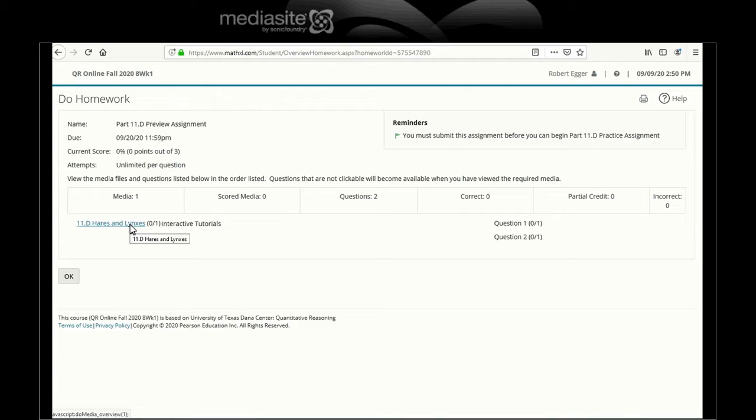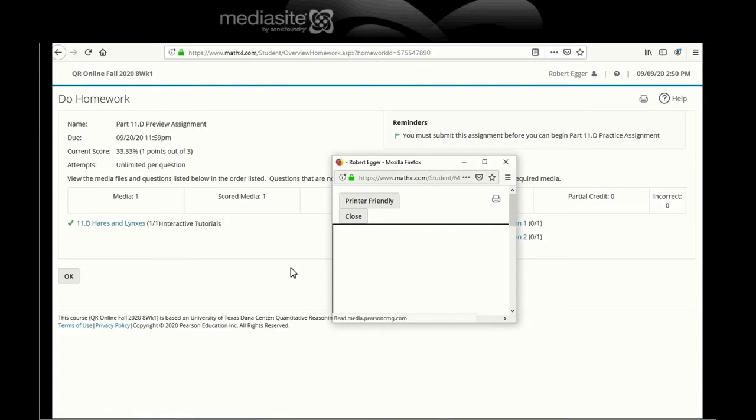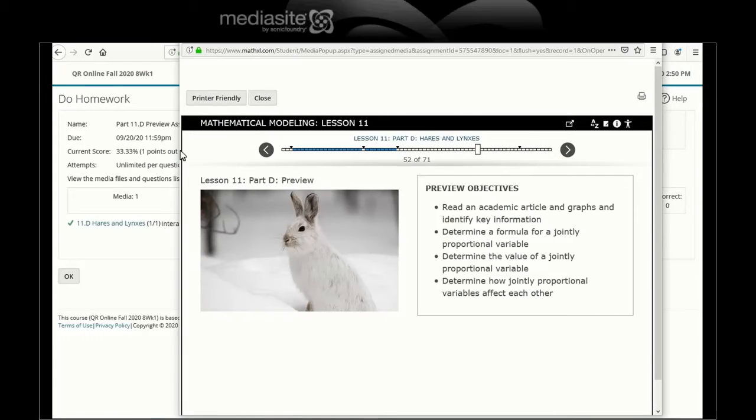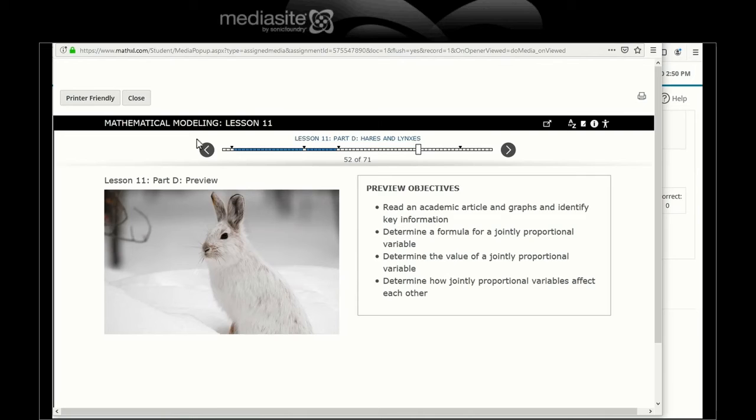The lynx and the hare. I'd love to take you home for dinner. Come on. Excellent.